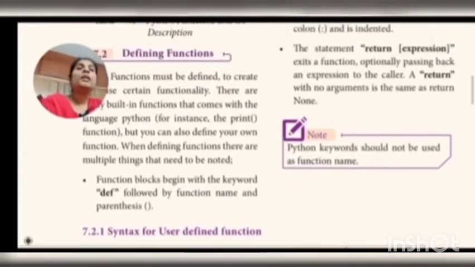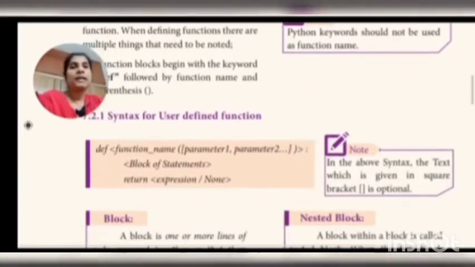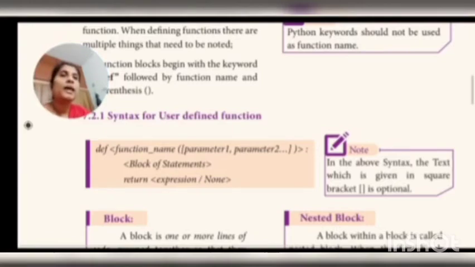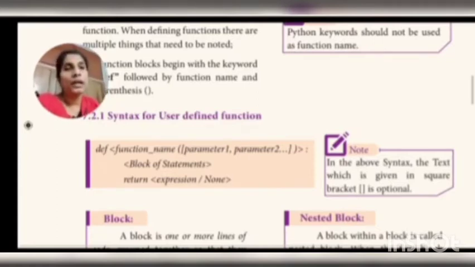So here, when we want to define a function, the syntax for doing that is def. That is, first you have to use this keyword def, followed by the function name. That is given within the angular bracket. You must forget this angular bracket when you are writing the code. This angular bracket and this square bracket and all, you will not use them. It is just for the syntax.